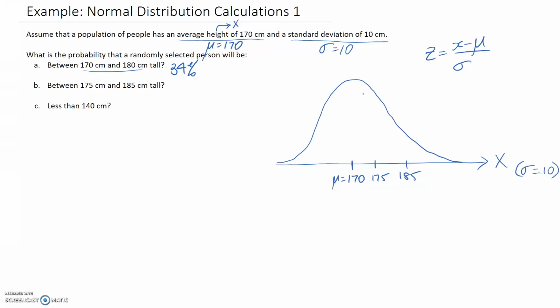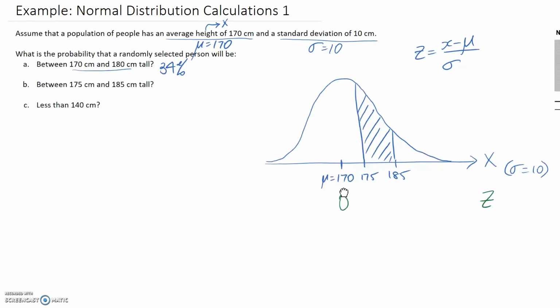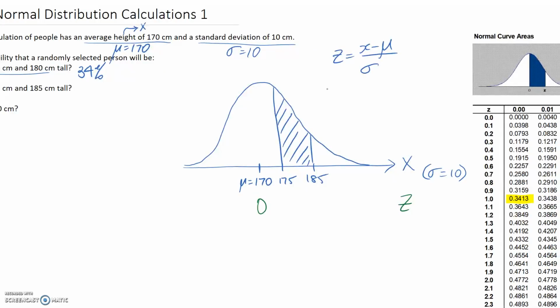So we need to again find the region in between. So this part in here. And to do that, we're going to need to convert this over into z-scores. So we already decided that the mean here was equal to 0. So now we just need to convert these other two, 175 and 185. So again, using our conversion, start with 175. So this one is going to go to 0.5, I believe. So let's mark that in.